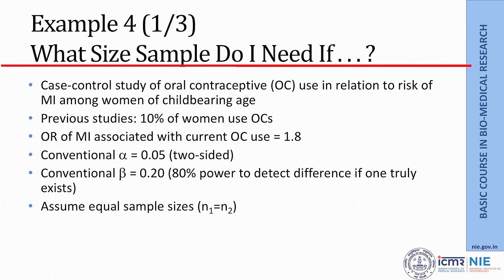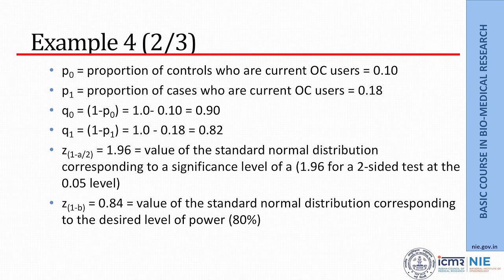Then the other thing, as conventional, alpha is 0.05, conventional beta is 0.20, and assuming equal size for case and control. And so you have all these parameters. P naught is equal to the proportion of controls who are current OC users, which is 0.1. P1 is equal to the proportion of cases who are current OC users, and that is 0.18. Q naught is 0.9 and Q1 is 0.82. Z alpha is 1.96, Z beta is 0.84.